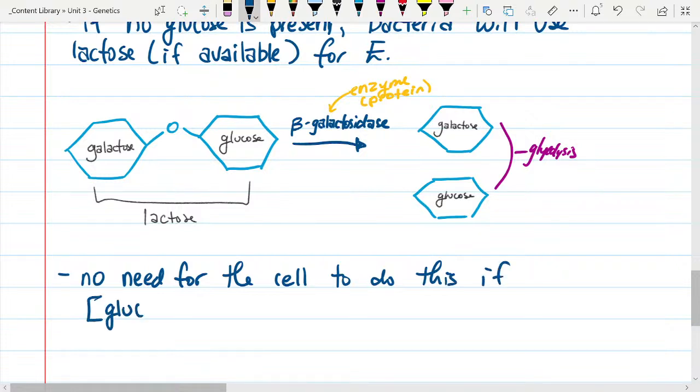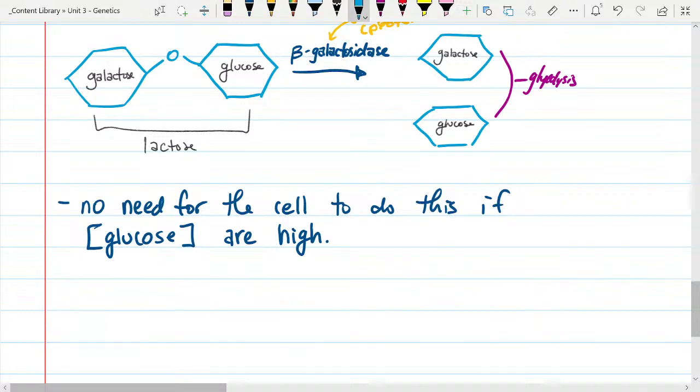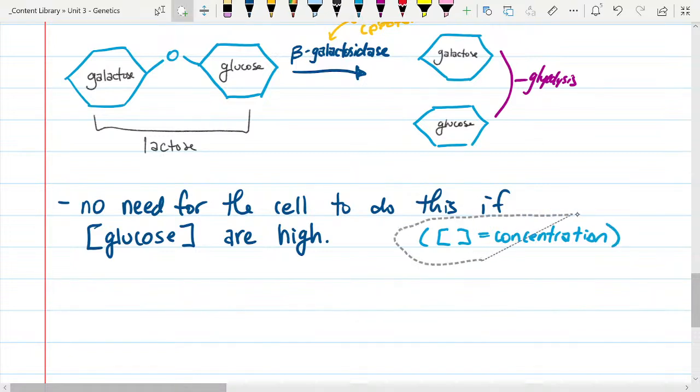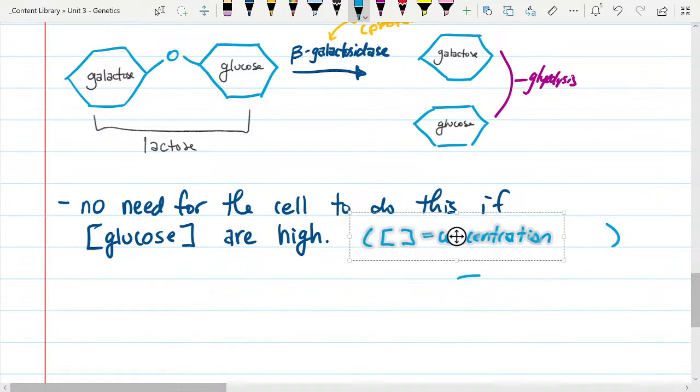And are people comfortable with the square brackets around something meaning the concentration of? If you took chemistry with me, you'd be used to that. If you didn't, just a note that square brackets means concentration. In other words, if we have lots of glucose, why would we bother wasting time and energy using a protein to break lactose down to make glucose? Does that make sense?